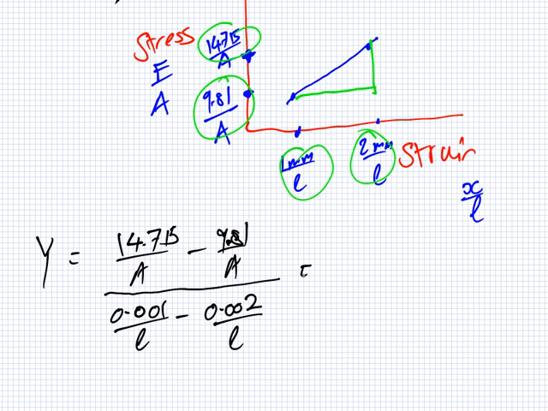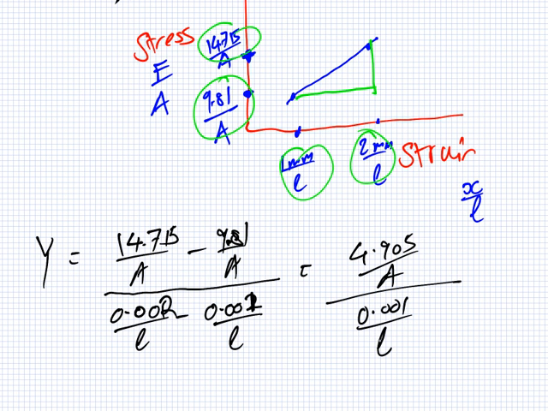Oh my goodness. 4.905 over A over, oh, I wrote these backwards, should be 0.002 here and 0.001 here, so you get an answer of 4905 times L over A. So I need to at least give you something about the L and the A, which I don't in the question. So this is as simple as I can make it.